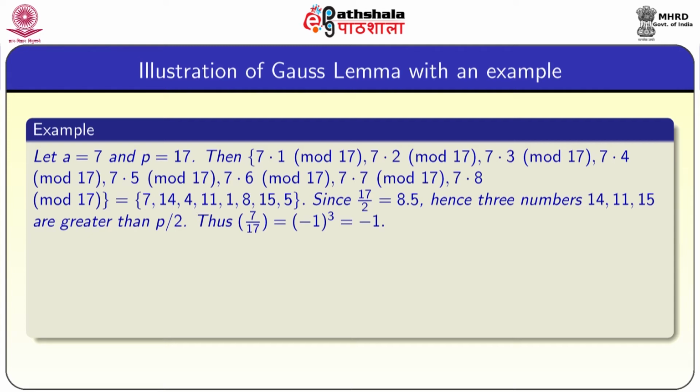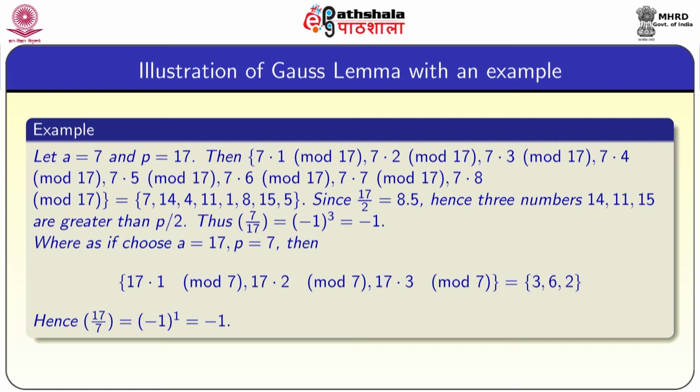That means that 7 is not a quadratic residue modulo 17. So, by using Gauss lemma, it is much easier to prove whether a given number A is a quadratic residue or not. If you choose A equal to 17 and p equal to 7, then we need to compute only 3 values, 17 into 1 mod 7, 17 into 2 mod 7 and 17 into 3 mod 7. So, 3, 6, 2. Again in this case the only number greater than (7 minus 1)/2 is 6. So, again we have (17/7) equal to minus 1. So, 17 is not a quadratic residue modulo 7.